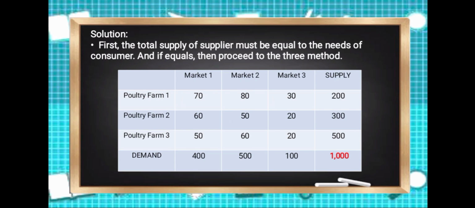So, the first thing we must do is calculate the total supply of the suppliers and the demand. The total supply of the suppliers must be equal to the needs of the consumers. If equal, we can proceed to the method. We have the supply of 200 plus 300 plus 500 is equal to 1,000. Our demand is 400 plus 500 plus 100 is equal to 1,000. Since it is equal, we can proceed to the method.